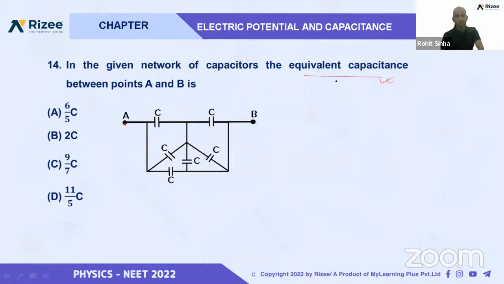Let me tell you one shortcut. How you have to find it. If you already know the shortcut, it's good. Let us assume this point has potential VA, and here the potential is VB. We can say this one and this one are in parallel combination, and this one and this one are in parallel combination, and also this one and this one.